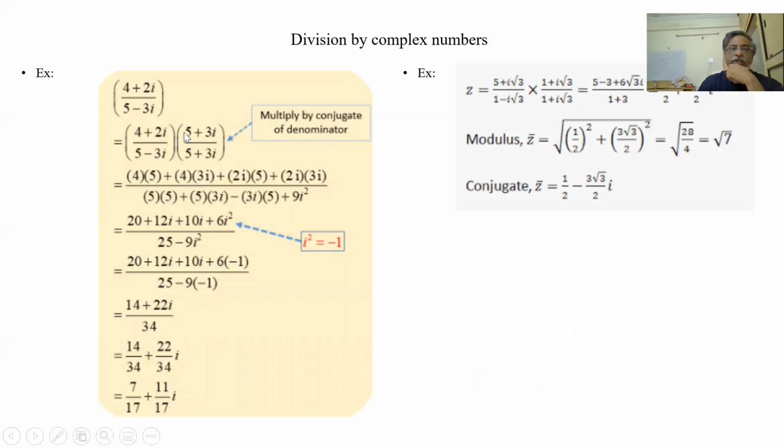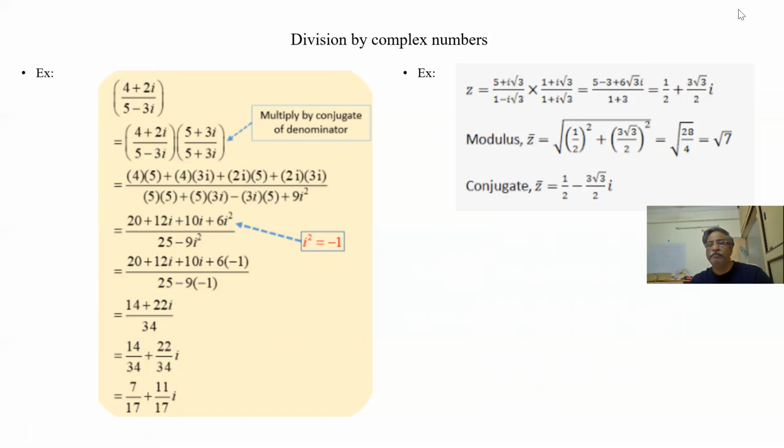Same thing, another problem. Again, I use a conjugate here. (5 + 3i)(5 - 3i) is 25 minus 9i², so plus 9. 25 + 9 is 34 in the bottom. So for these two multiplications, 4 5s are 20, 4 3s are 12, 2 5s are 10i, 6i² is nothing but minus 6. So 20 minus 6 is 14, and 12 + 10 is 22i. So when I simplify, this is my x + iy format.